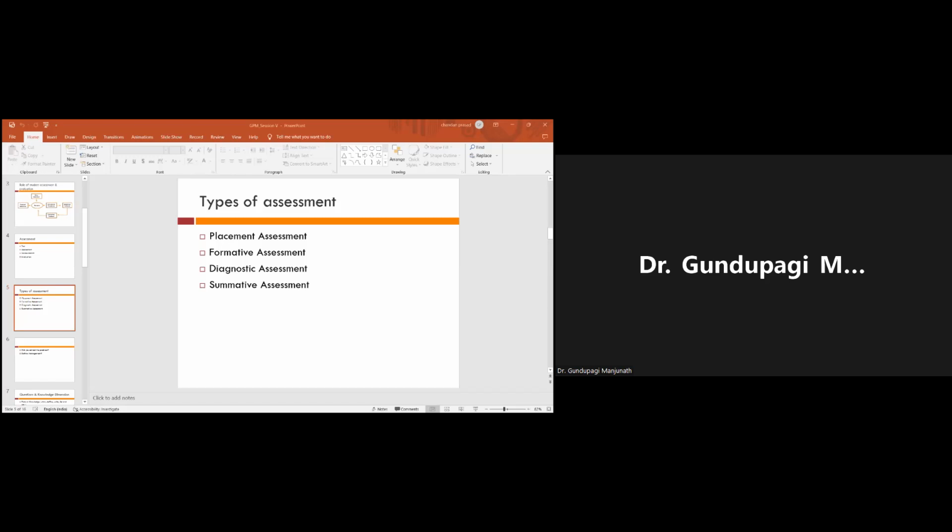Because in the summative assessment, we are all teachers, we might have made certain standardized procedures where the student has to achieve those standards, benchmarks, and only then will he be awarded the course grade. So for that purpose, summative assessments will be used, and these assessments are basically used at the end of the course.